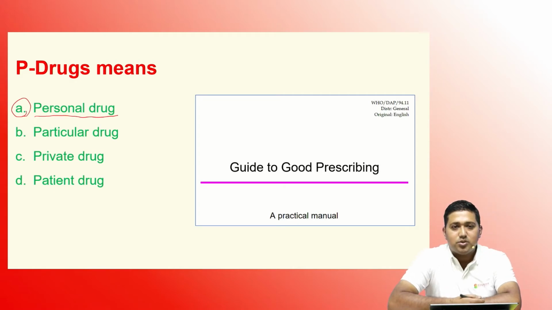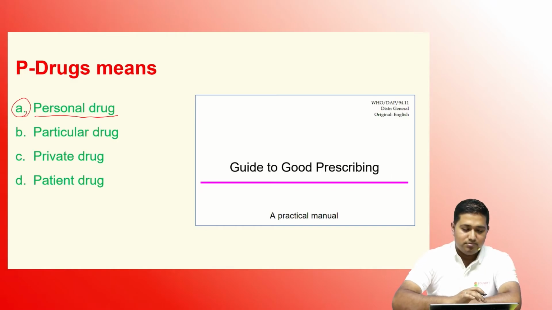One more important question that can come from this topic is: what are the factors that you want to consider while choosing a personal drug? There are 4 factors that you need to consider: efficacy, safety, suitability, and cost. This is another important question that can come in your exam. So let's go towards the next question.